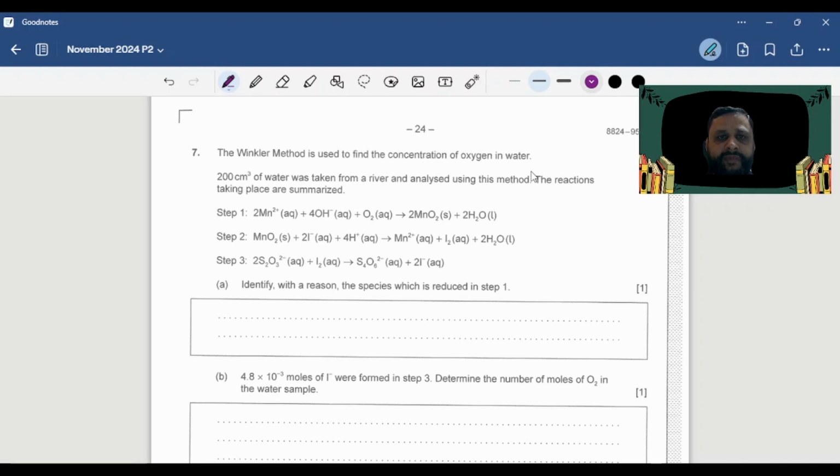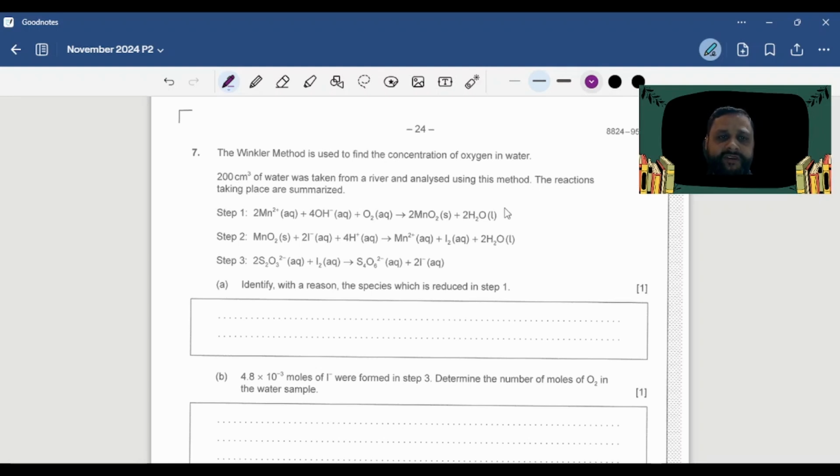The Winkler method is used to find the concentration of oxygen in water. 200 centimeter cube of water was taken from a river and analyzed using this method. The reactions taking place are summarized. So there are 3 steps given. This method is used to find the BOD of a river water.